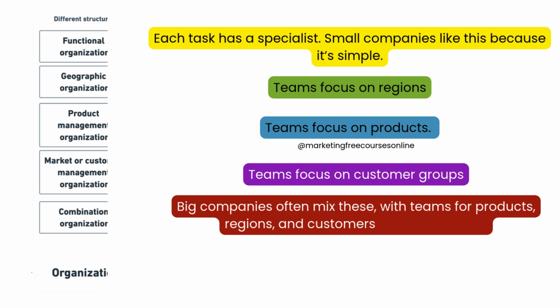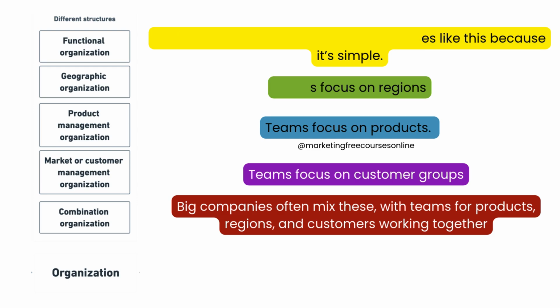Geographic organization. Teams focus on regions. McDonald's has marketing teams for Asia, Europe, and the US, each tailoring menus to local tastes. Product management organization. Teams focus on products. Procter & Gamble has managers for Tide detergent and Pampers diapers, each running their own marketing. Market or customer management organization. Teams focus on customer groups. A bank might have teams for students, families, or businesses. Combination organization. Big companies like Unilever mix these with teams for products, regions, and customers working together.